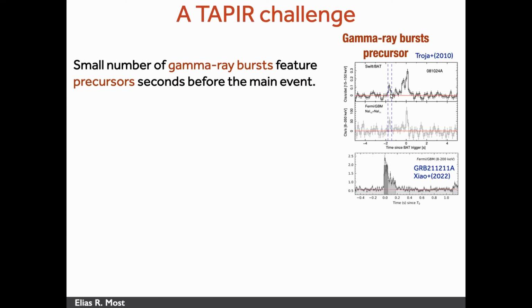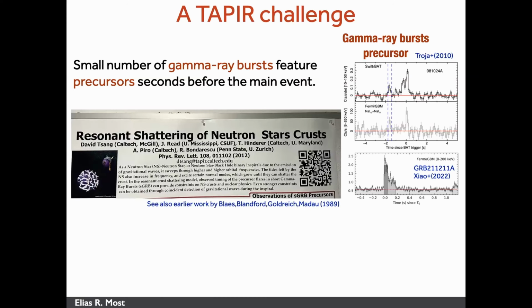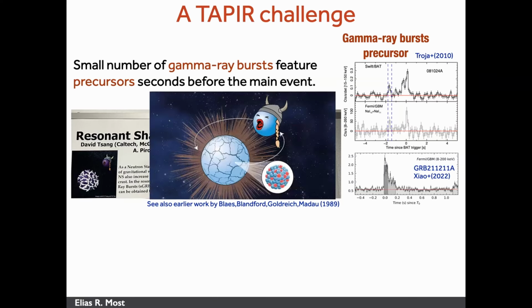And there's a model that has been put forward by former postdocs at Tapir. In fact, this poster, which is still there, is more than 10 years old. Maybe either we like it so much or we just don't do posters anymore. I don't know. But definitely what you can do then is you can ask, okay, it goes with resonant shattering of the neutron star crust, which goes also by this earlier paper by Blaes, Blandford, and Goldreich, done many years ago for single stars. And so what's actually their model? I'll show you.